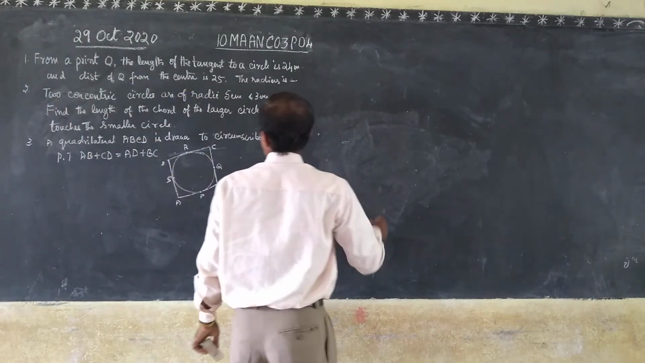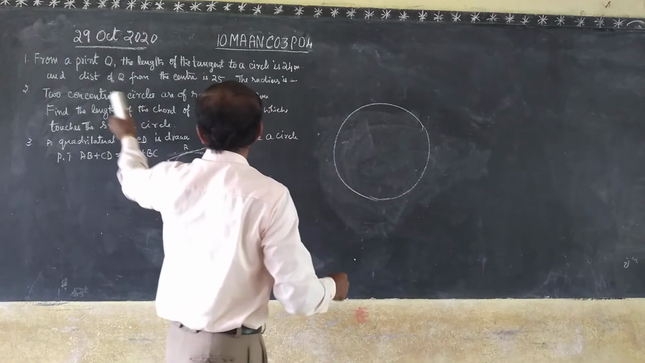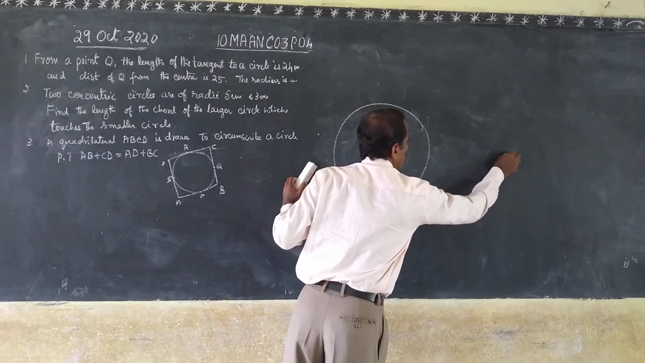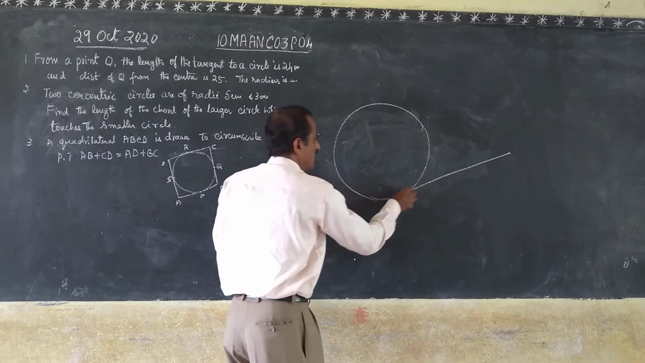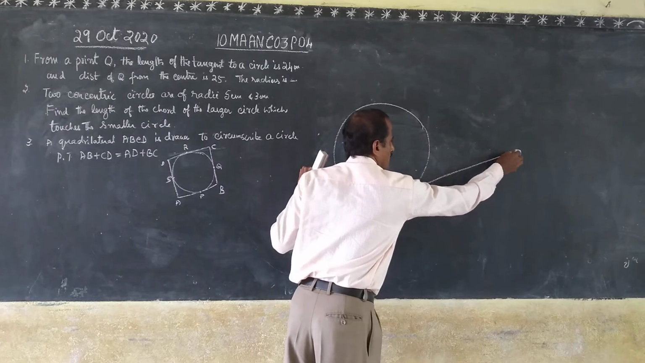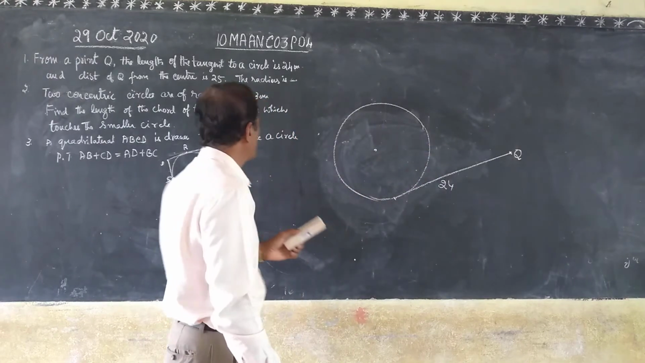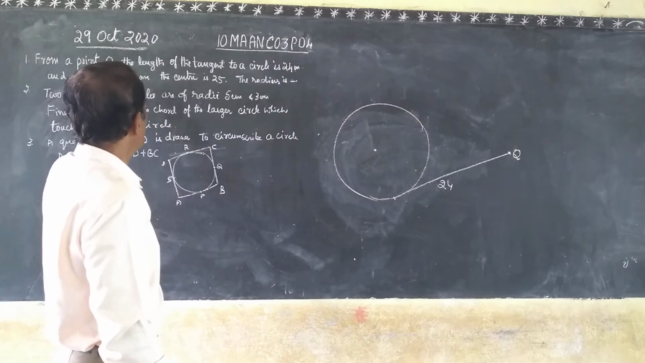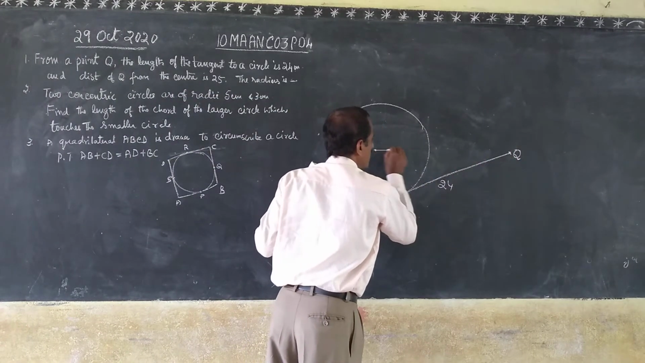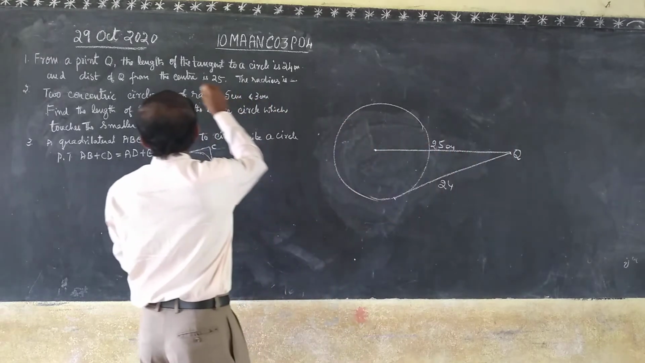See, what is given. From a point Q, the length of the tangent to the circle is 24. This is the tangent. See, this is the point Q. Length of the tangent is 24. Let us consider this is 24. The distance of Q from the center, see, this is the center, is 25 centimeters. This is 25 centimeters.